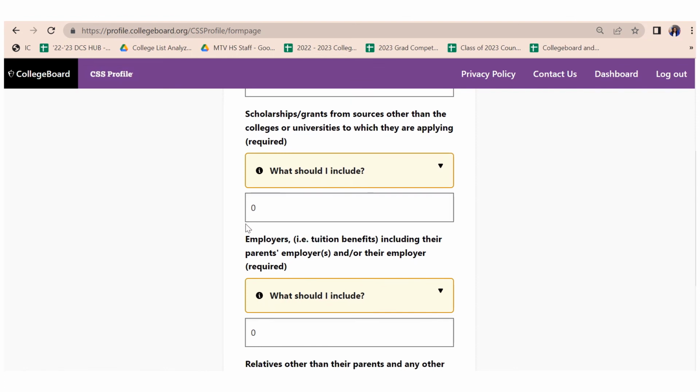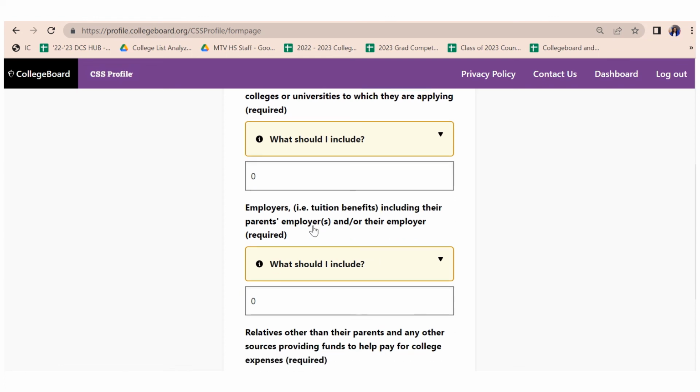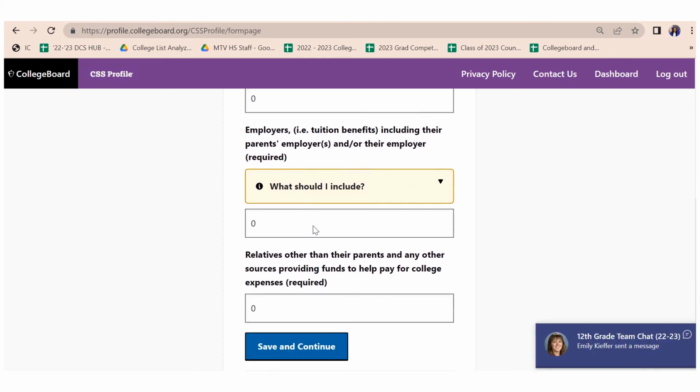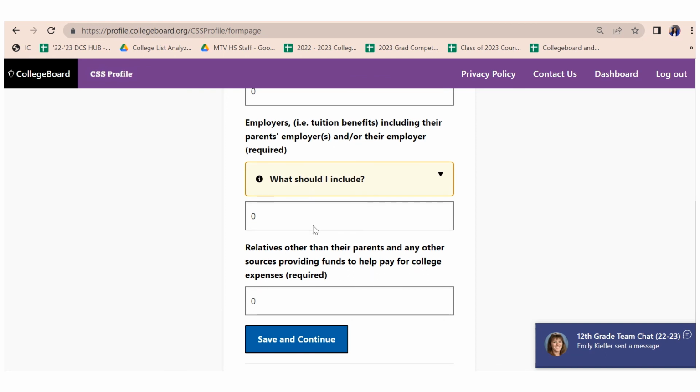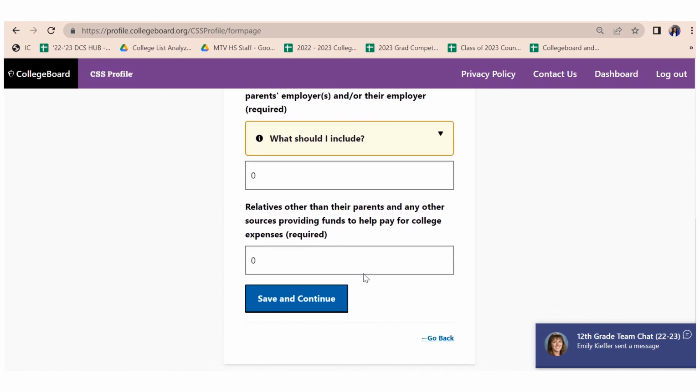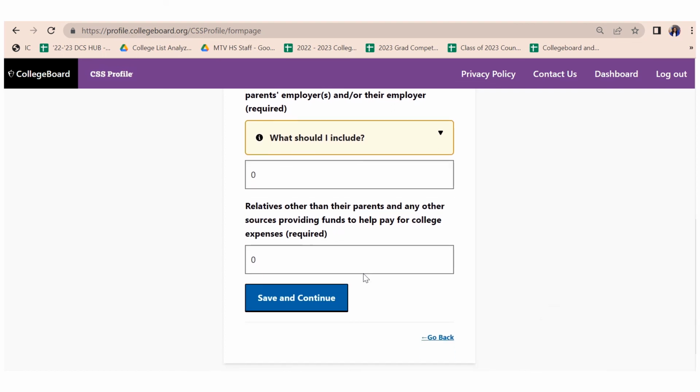Most students do not have any guaranteed scholarships yet. Hopefully that will change, but they don't have any yet, so they will put 0. I don't know of any employers that are paying for some of our students' college expenses. Would love to know if some are, but I think most people will put no there. And same for relatives providing funds for the student's college. So if you have questions, again, go ahead and save, but check in with your college counselor.